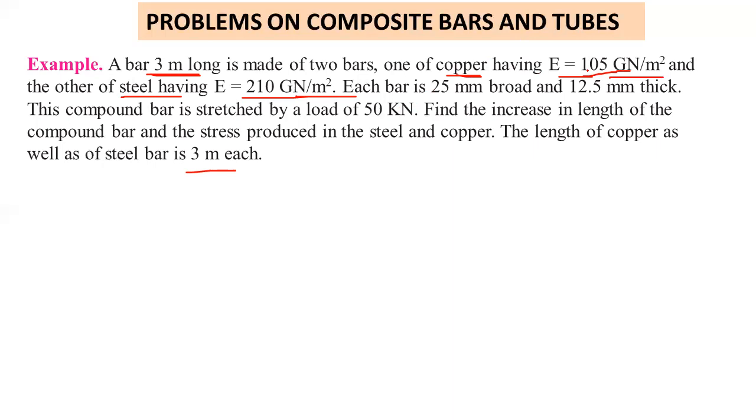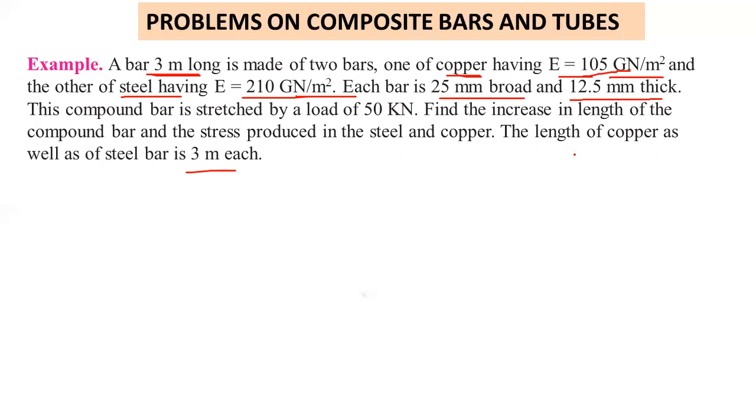Okay, here each bar is 25 mm broad and 12.5 mm thick. This means the cross section of each bar is rectangular in shape. The cross section of each bar is a rectangular cross section. So here the width of the rectangle equals 25 mm and the thickness of the rectangle equals 12.5 mm.